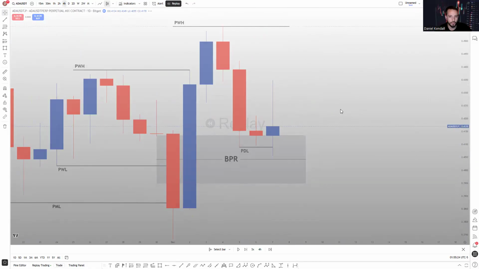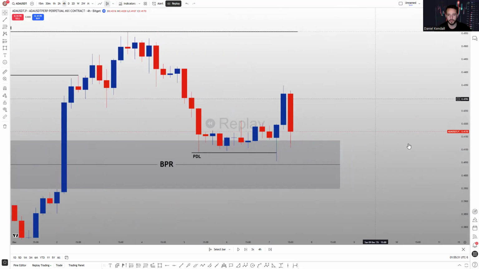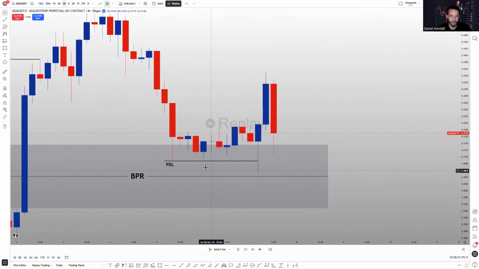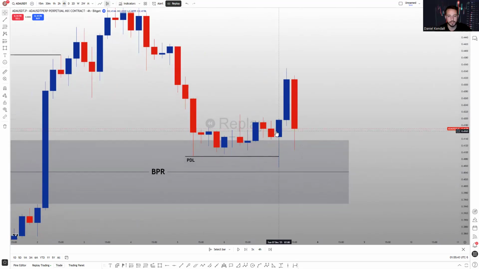And if we drop down to the 4-hour, move that over. So we've got previous day's low below the weekend range, which is a low liquidity time period. And then come Sunday night, we actually manipulated down below the range, took out previous day's low into this balanced price range. Okay.